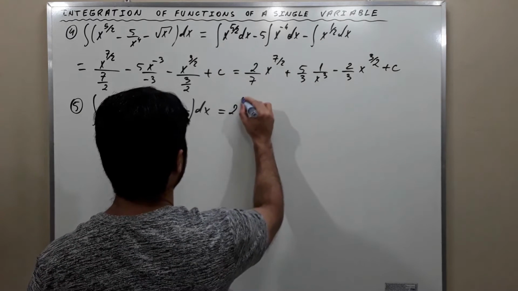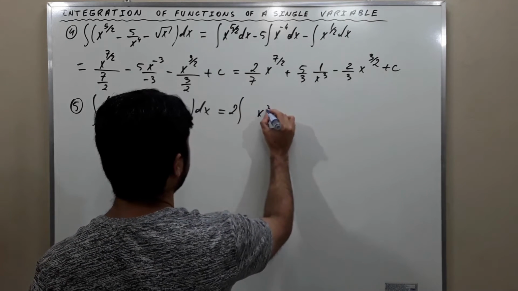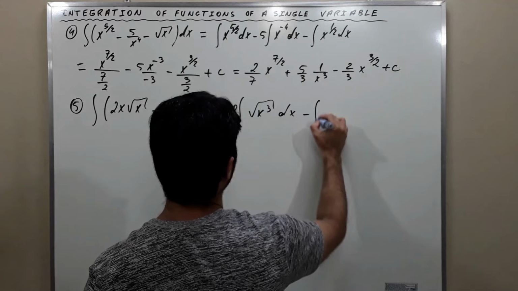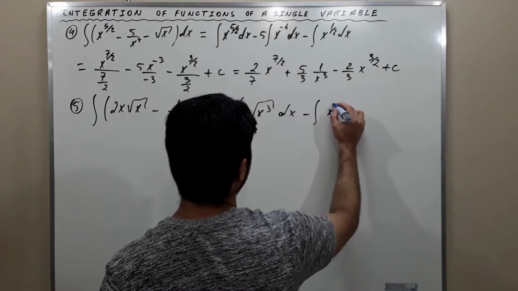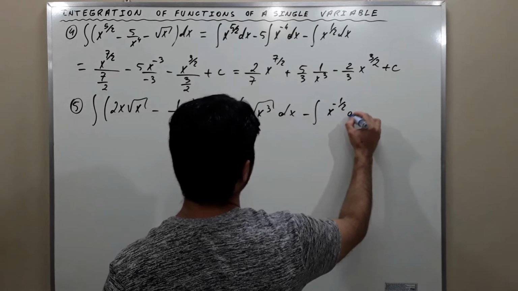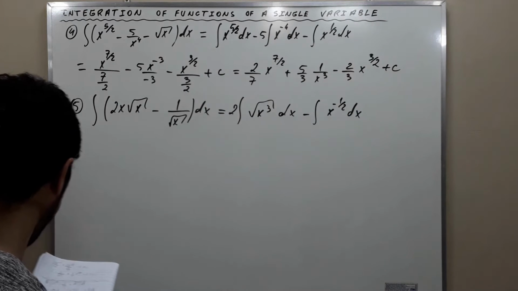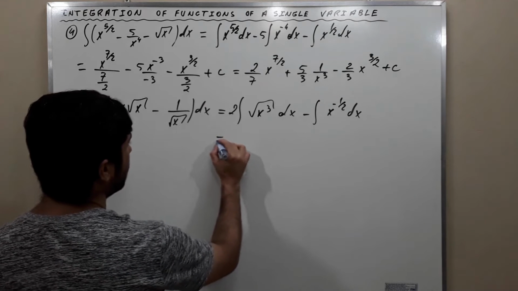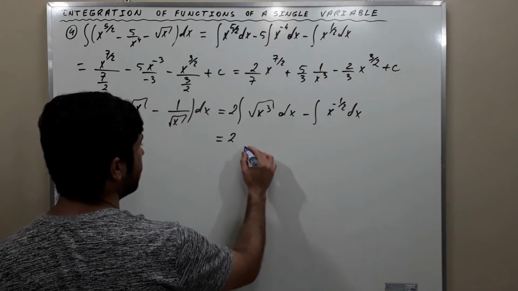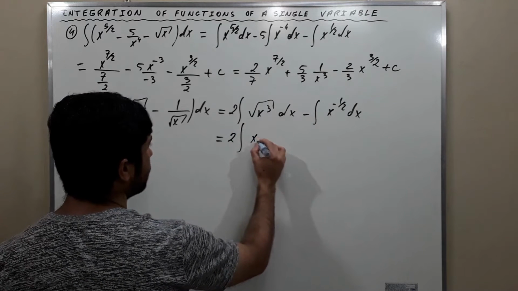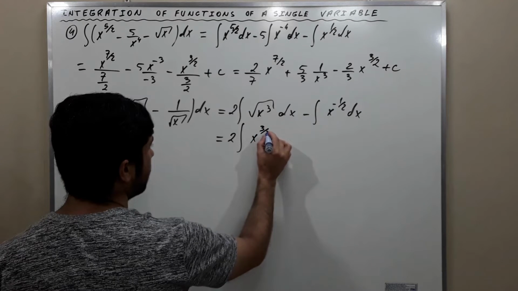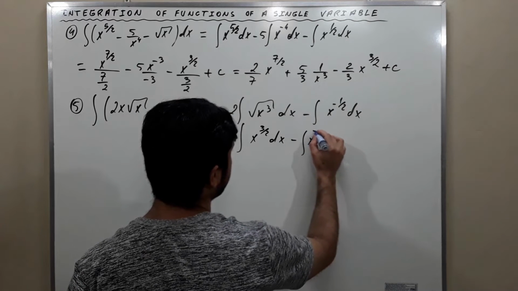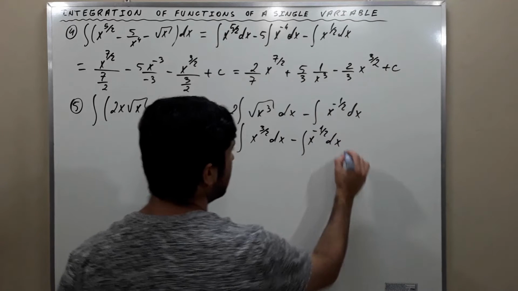So it's going to be 2 times the integral of the square root of x cubed, dx, minus the integral of x raised to the power of negative half dx. And if we continue developing this, it is going to be 2 times the integral of x raised to the power of 3 halves dx minus the integral of x raised to the power of negative a half dx.